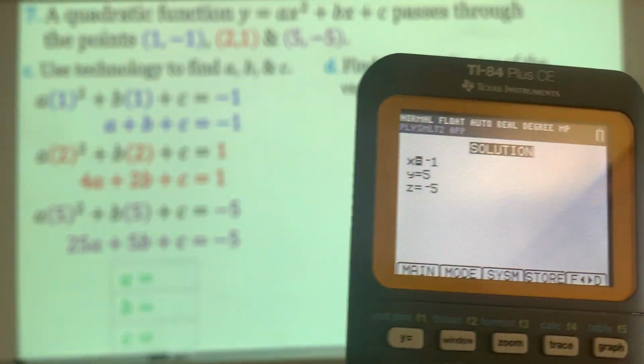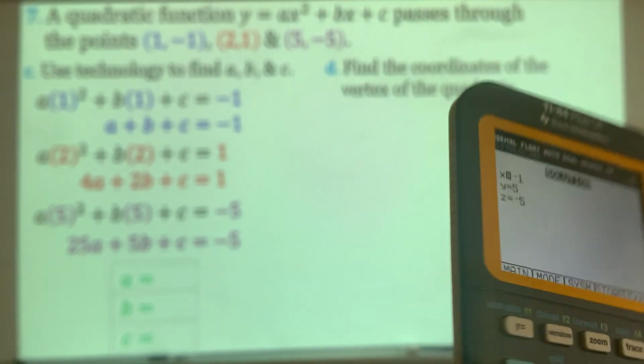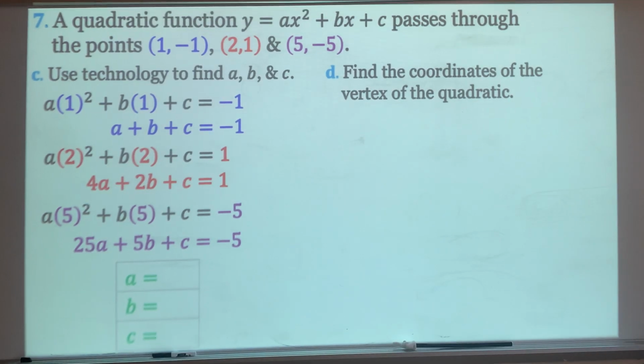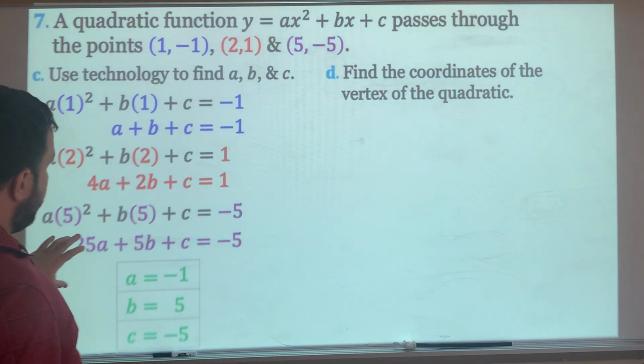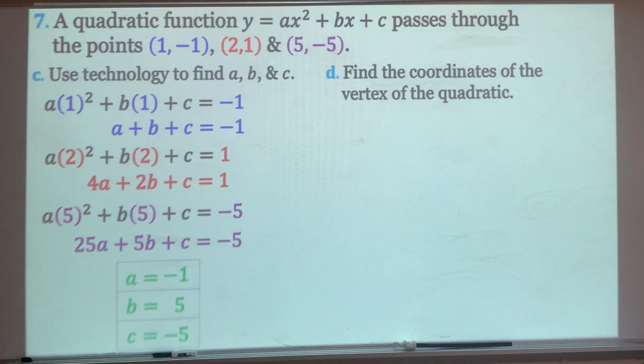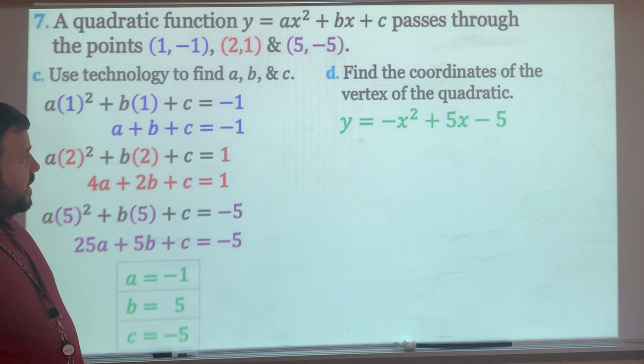Graph. Negative 1, 5, and negative 5. All right, let's go check to make sure that that is indeed our answers. Negative 1 is A, B is 5, and C is negative 5. So we can find the equation now. Let's use our technology to find this equation. All right, so this is actually the second half of 7, that's not 8. Negative x squared plus 5x minus 5.